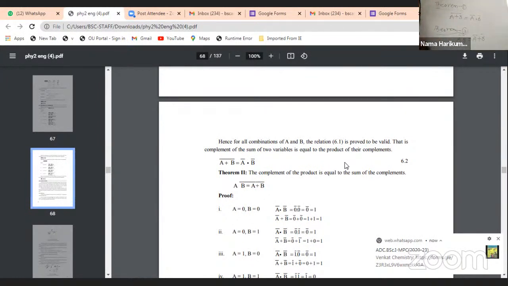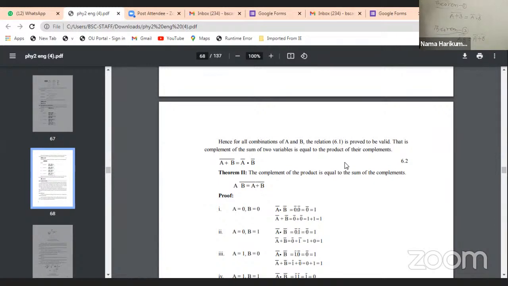So A complement and B complement both we have to connect to an OR gate. The complement of the AB input, which is our OR gate, is equal to the NAND gate. We have to prove that. That is theorem number two.